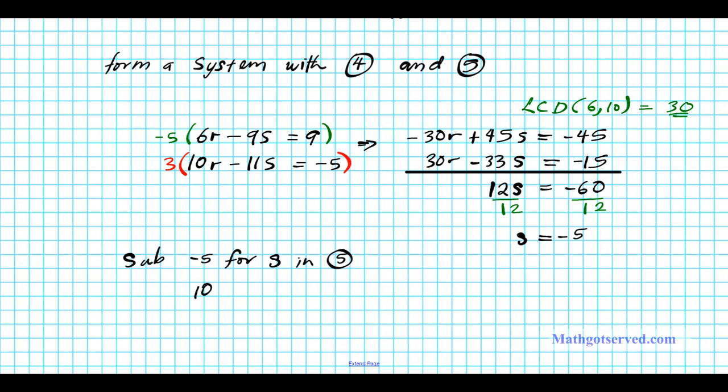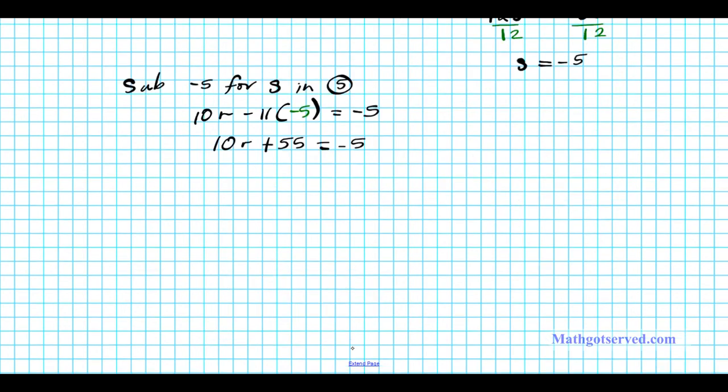We have 10r minus 11. Instead of s, I'm going to put in its value, negative 5, equals negative 5. If you simplify this, you have 10r minus, actually minus times minus is a plus, so plus 55 equals negative 5. And then subtract 55 from both sides, we have 10r equals negative 60. Divide both sides by 10, r equals negative 6.